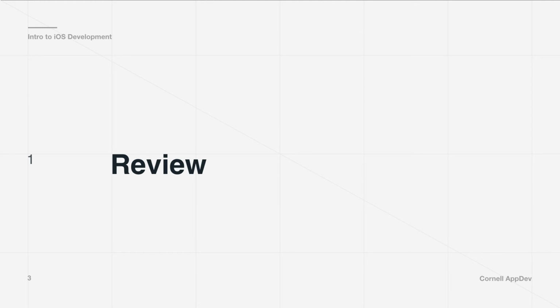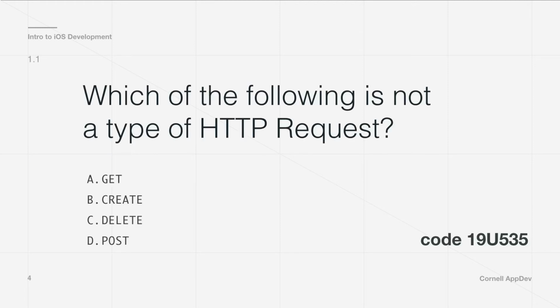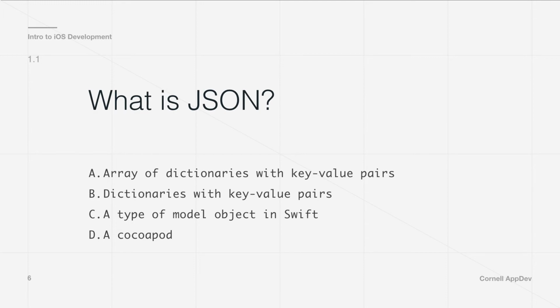Okay, so just some review. Can someone tell me which of these types is not an actual HTTP request type? Yes, that's correct. So can someone else tell me what JSON is? Yep, that's right.